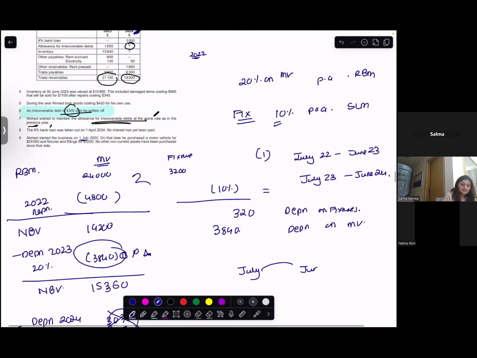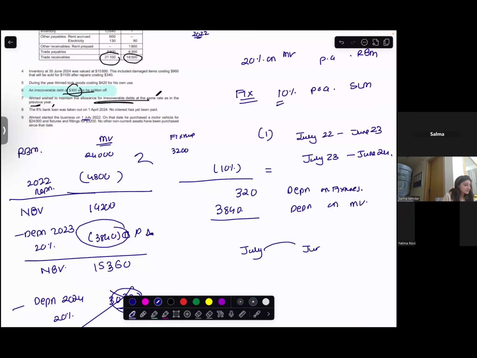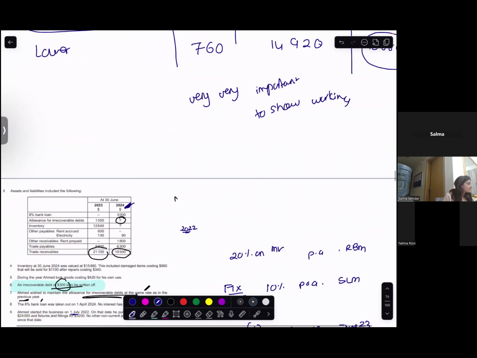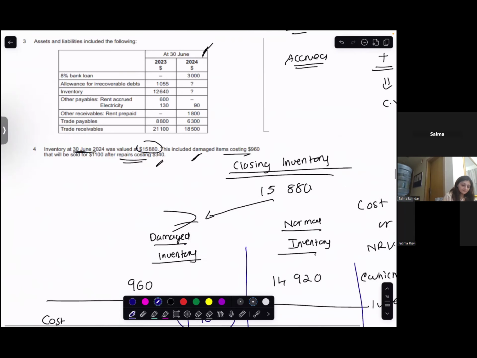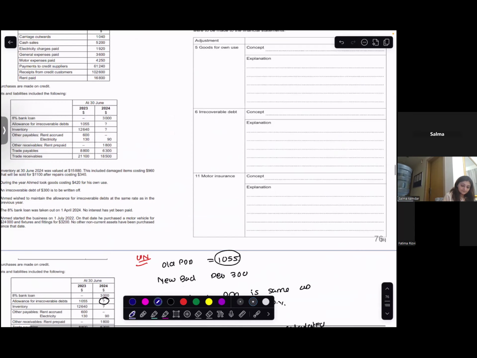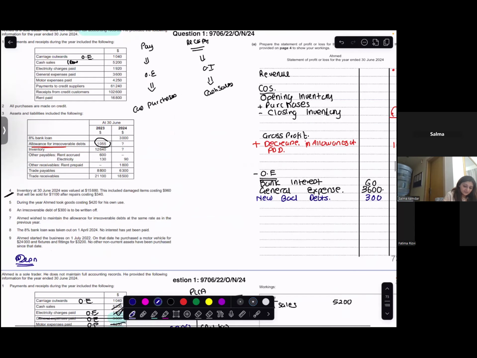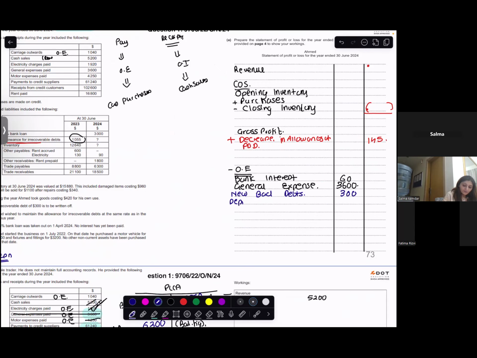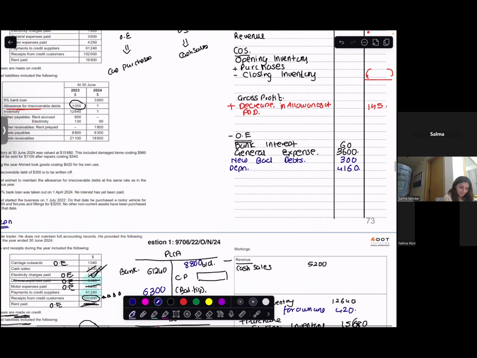So total depreciation is how much? 3,840 plus 320, so it's 4,160. Where will I put it? Depreciation 4,160. Done. Now I start recording my things.